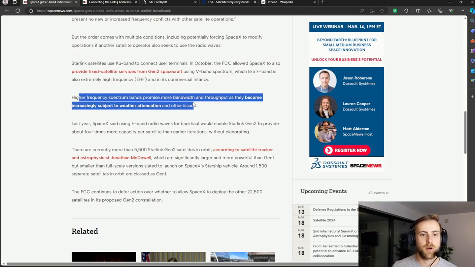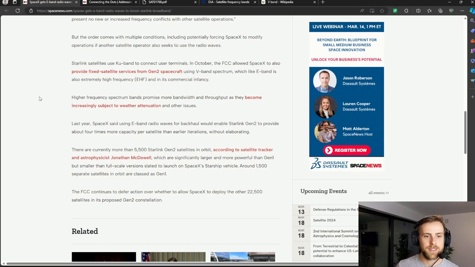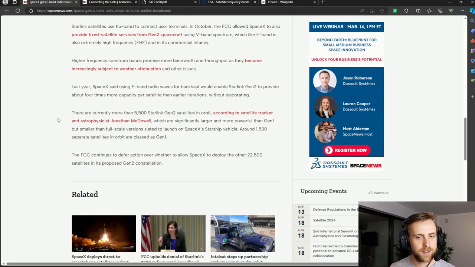Higher frequency spectrum bands promise more bandwidth and throughput, but they become increasingly subject to weather attenuation and other issues. I wonder what the other issues are, weather attenuation makes sense, lots of rain.